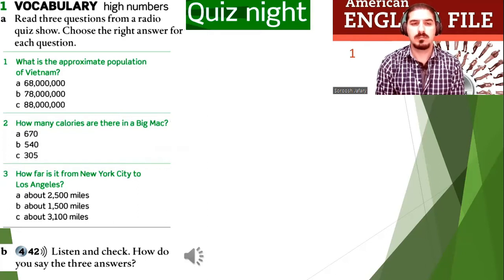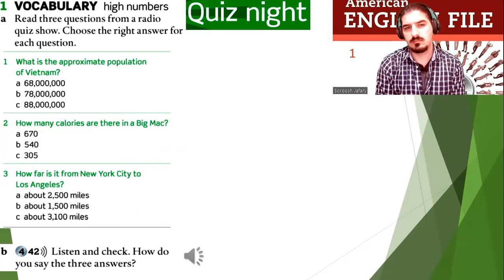And question 3, how far is it from New York City to Los Angeles? Is it A, about 2,500 miles, B, about 1,500 miles, or C, about 3,100 miles? About 2,500 miles. Are you sure? Yes, I'm sure. A is the right answer.